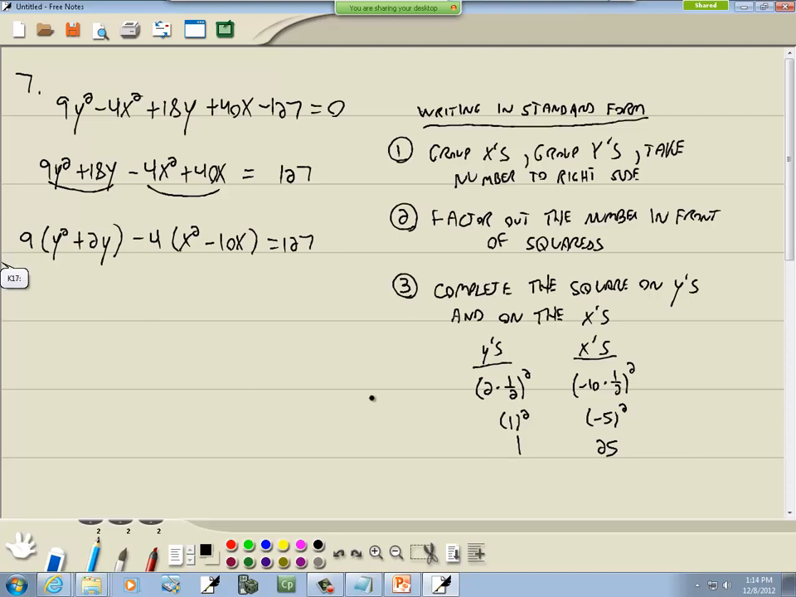Now what we're going to do with these numbers, let's look at our y's. We came up with 1, didn't we? Inside the parentheses, we're going to add 1, and we're going to subtract 1. We'll come back to that. For the x's, we came up with 25. So inside the parentheses, we're going to add 25 and subtract 25.